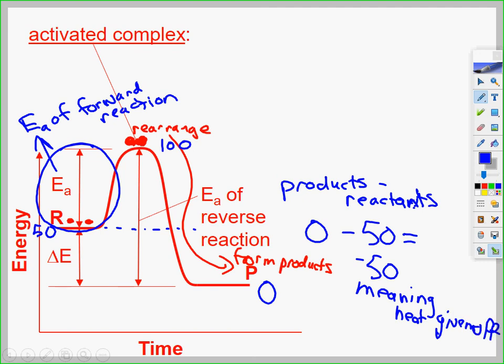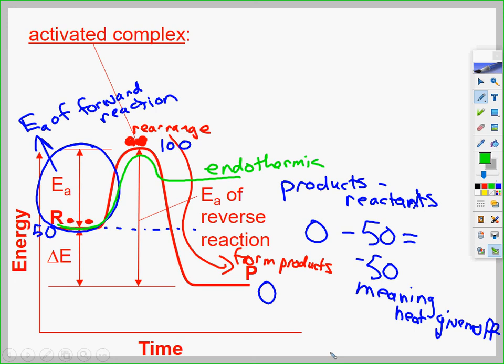So you can always add arbitrary numbers and figure out where you are. But seeing this now, you should always know that this is going to be exothermic. What would an endothermic graph look like? You still are going to go up, and then you come down, and then you end here. It's above the reactant energy. So endo, it's going to be above. We have to be able to do this.